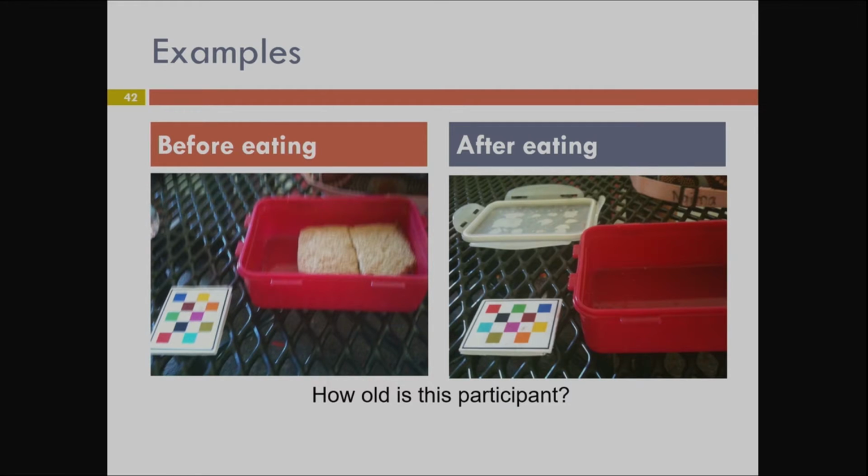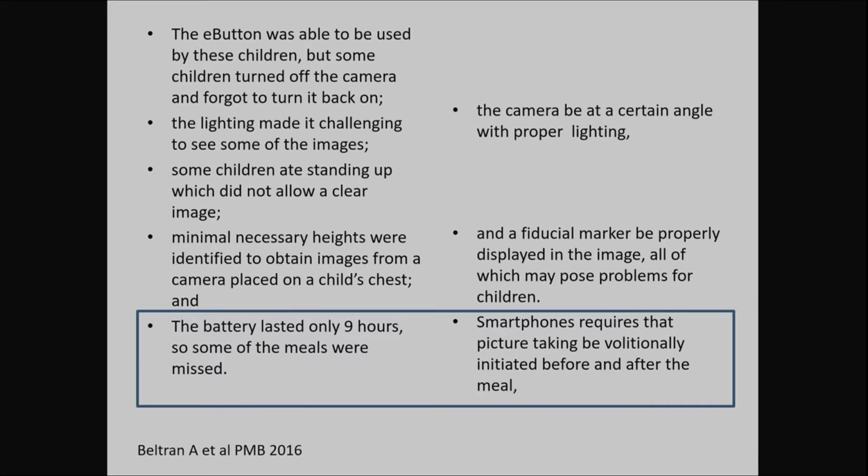How old is this child? Just shout it out. 4, very good. This child's 3 years old. So we don't really need to pinpoint the fiducial marker, but that's fine. The battery lasted only 9 hours, so some of the meals were missed. And then smartphones required voluntary picture taking. I brought that up again because that's one of the biggest downfalls.